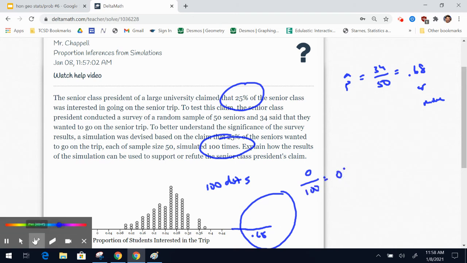So that's a proportion of 0 that 34 out of 50 would say they want to go on the trip. So this is definitely less than 0.05. So we definitely have convincing evidence that more than 25% probably want to go on this senior class trip. So let's see what we do here.